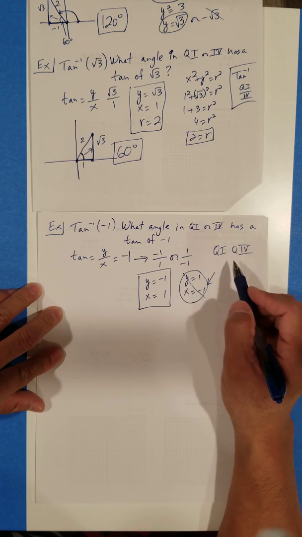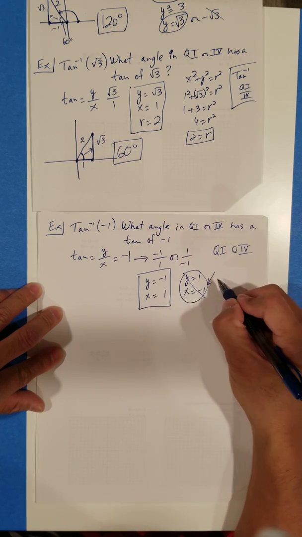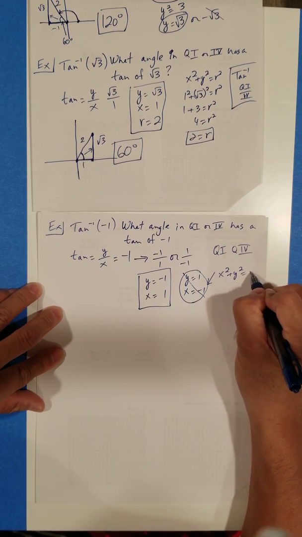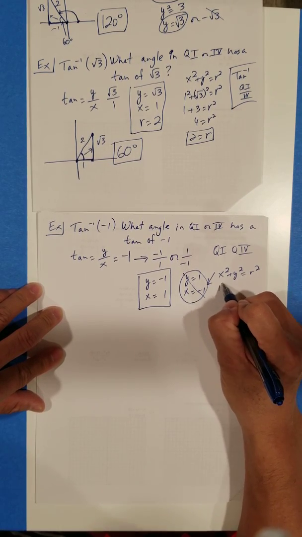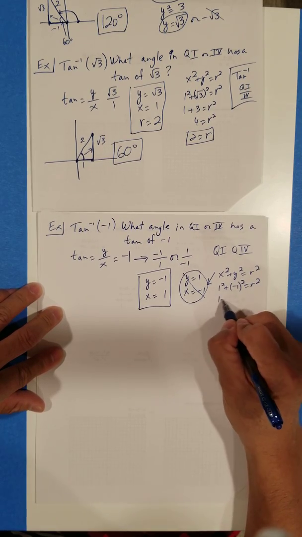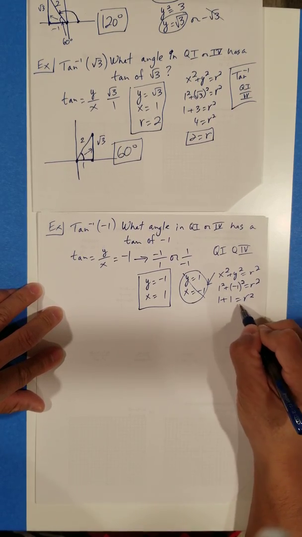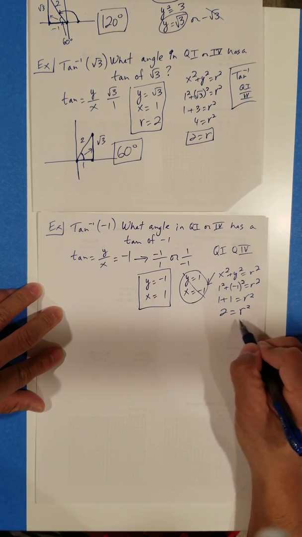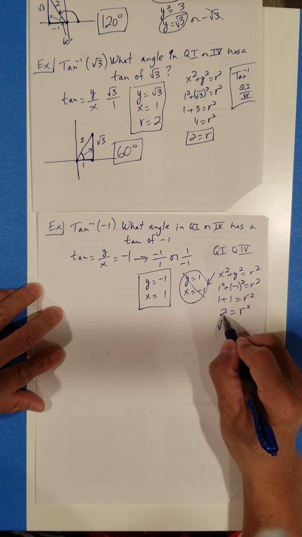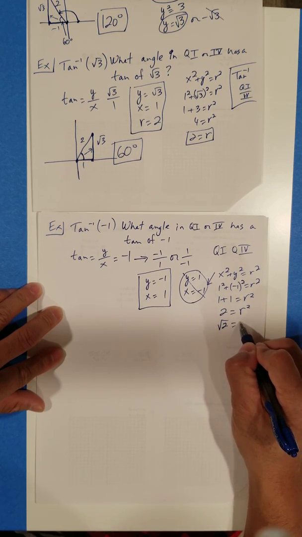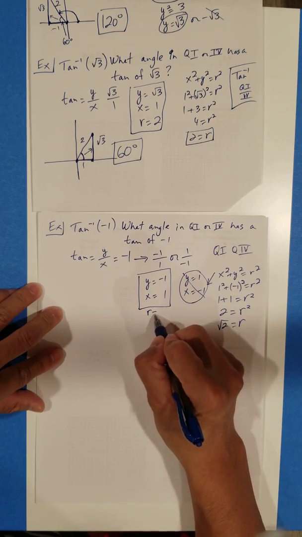So x can't be negative because in quadrant 1 and 4, x can't be negative. So we're going to do Pythagorean theorem. x squared plus y squared equals r squared. 1 squared plus negative 1 squared equals r squared. 1 plus 1 equals r squared. Now, r can't be negative, right? So make sure you remember that. R squared is 2. R is radical 2. So r equals radical 2.